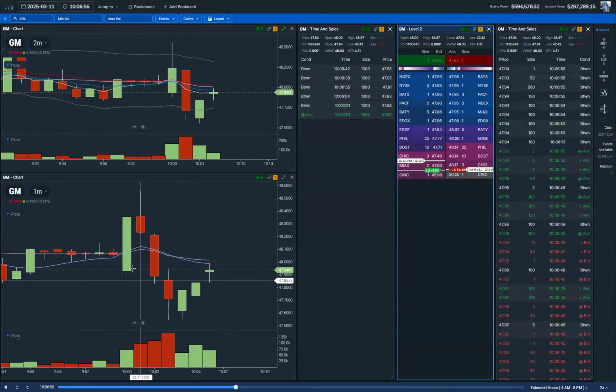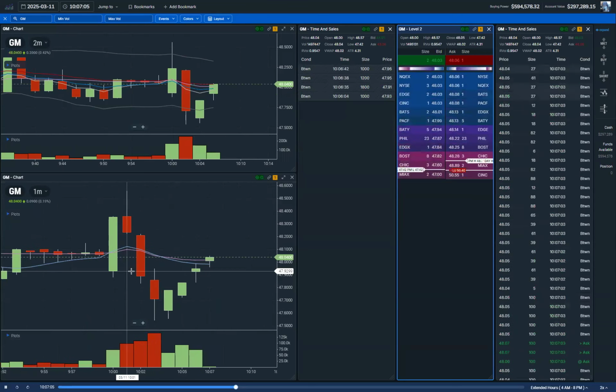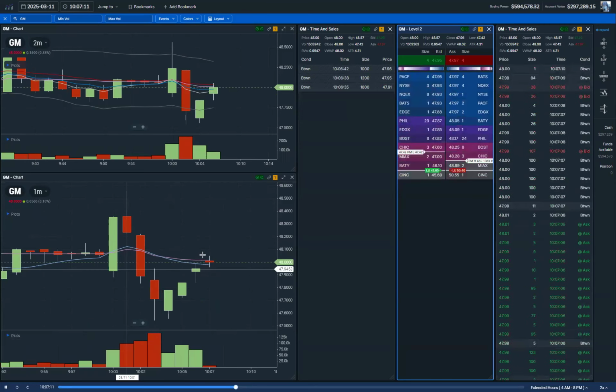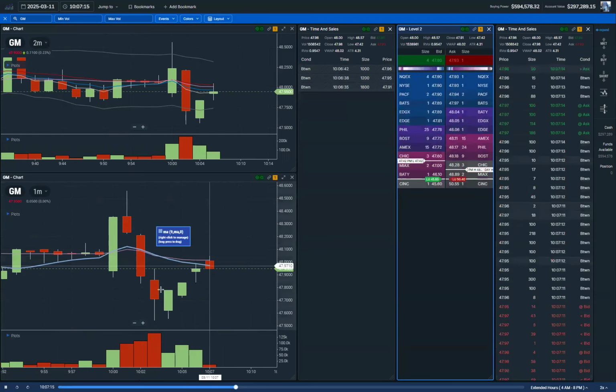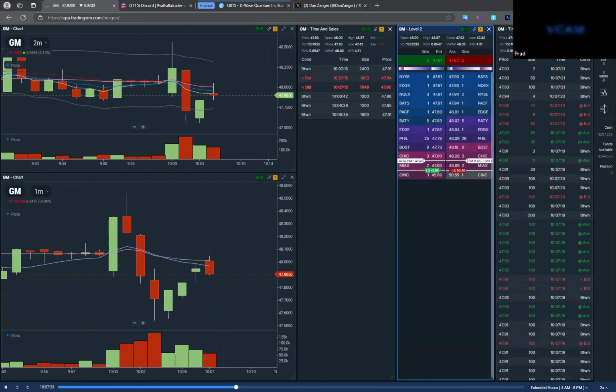All right, so this is like the opening print retest that we were talking about, right? So the opening print looks like it's 47.93. Let's call it 48. So that's going into retesting VWAP, however you want to pronounce it.